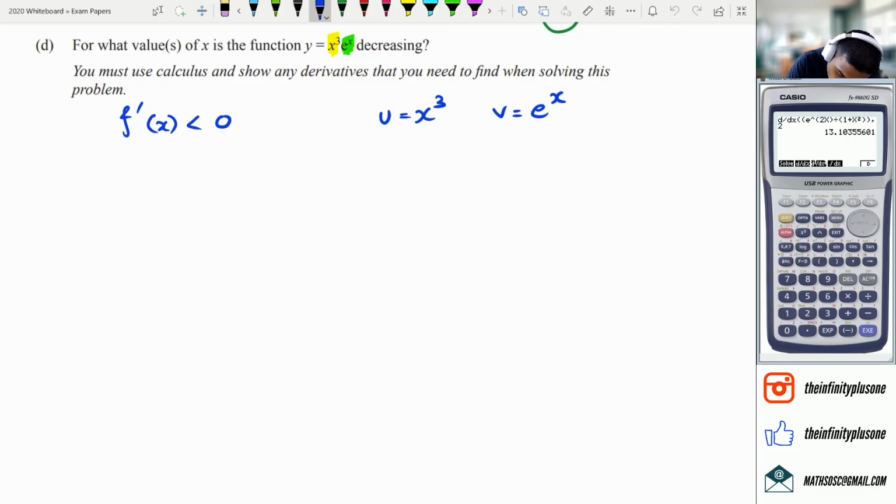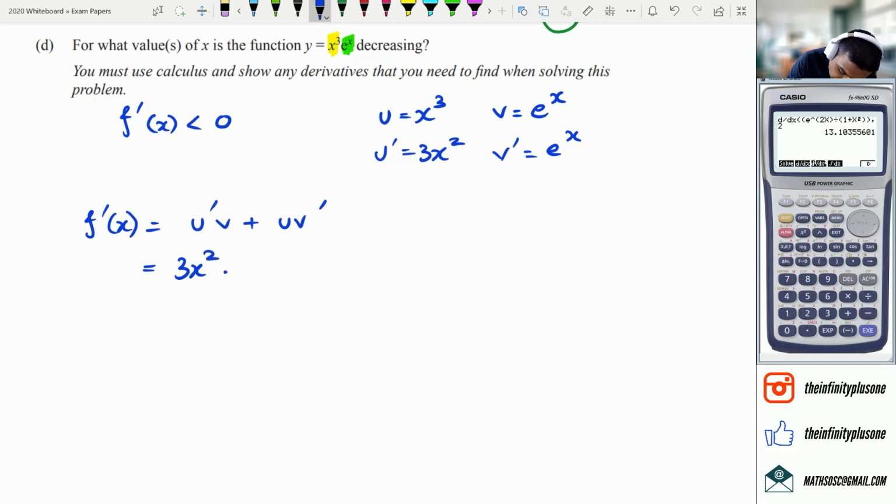Then u dash is equal to 3x squared and v dash is equal to e to the x. When I differentiate e to the x, I'm still going to get e to the x. So my f dash of x is equal to u dash v plus u v dash. So I've got 3x squared multiplied by e to the x plus x cubed multiplied by e to the x. Correct derivative gets you an achieved. So getting up to here is already going to get you an achieved. Now we go into the rest of the question to try and get a merit.